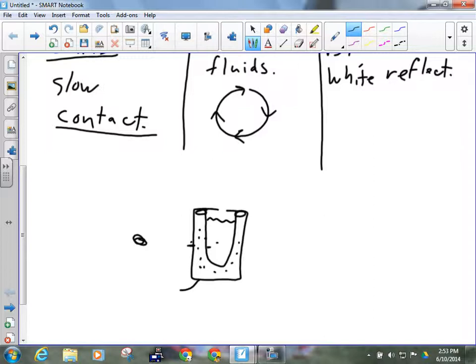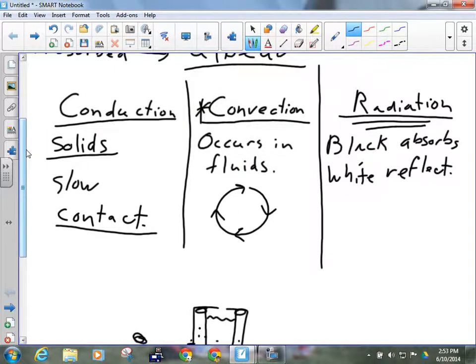All right? So you're going to need to apply these methods of heat transfer to some sort of practical situation. Let's say I'm stranded in the Arctic. I need to get myself squared away and safe through the night. What should I do?